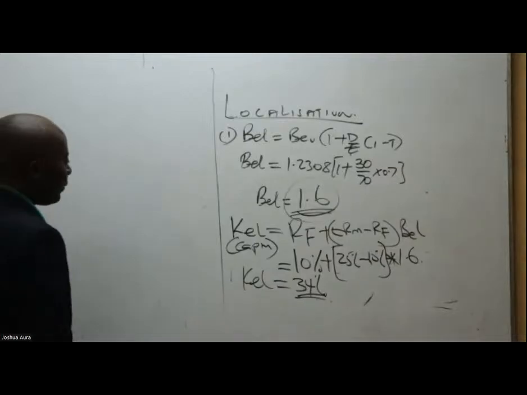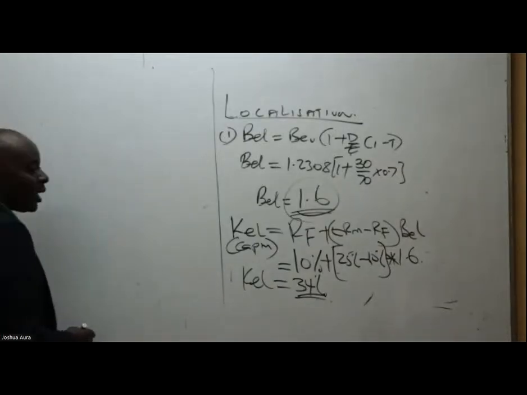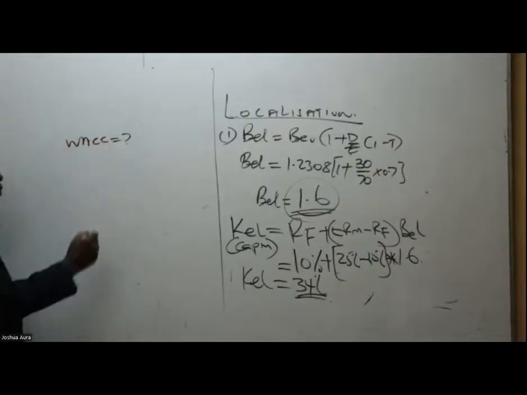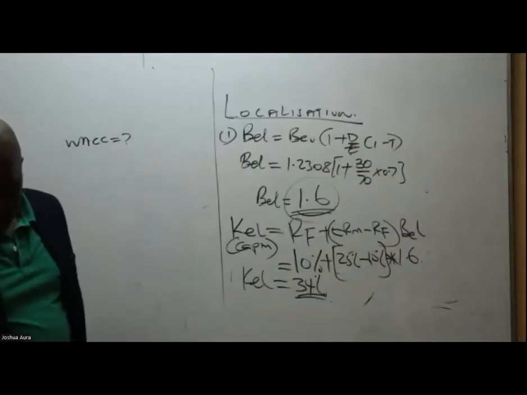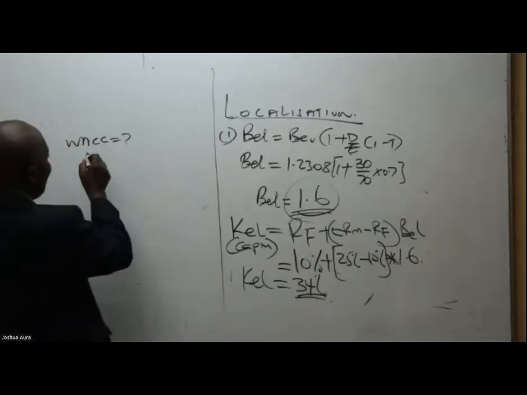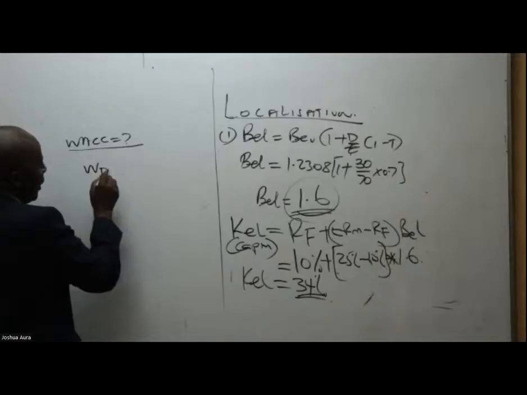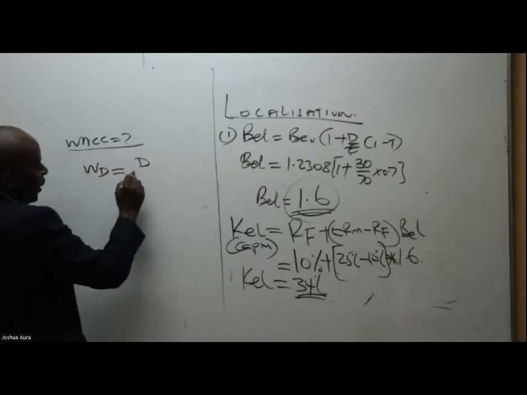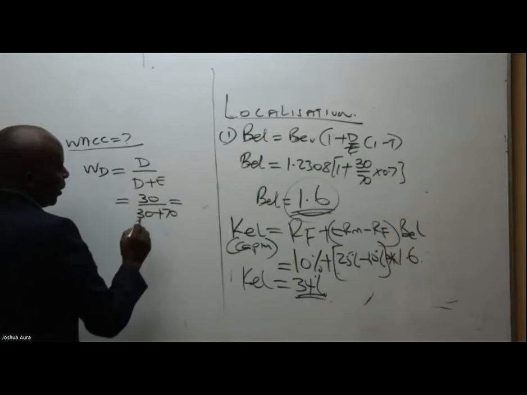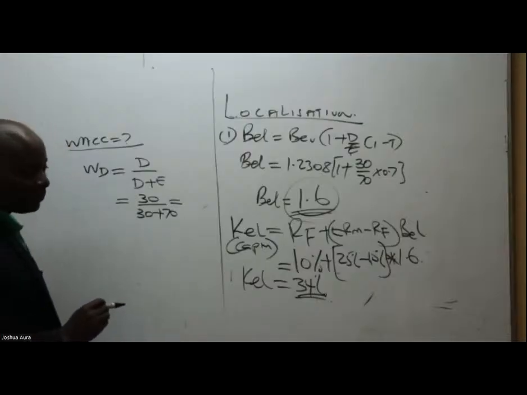Ladies and gentlemen, the moment I have that, I'll come here and calculate WACC, because if you read the question well, it was about determining the suitable discounting rate. It's WACC. To get WACC, it will be good to get the weight of debt first. Weight of debt is debt over debt plus equity. The debt here is 30, all over 30 plus equity, which is 70. The weight of debt will be 0.3.